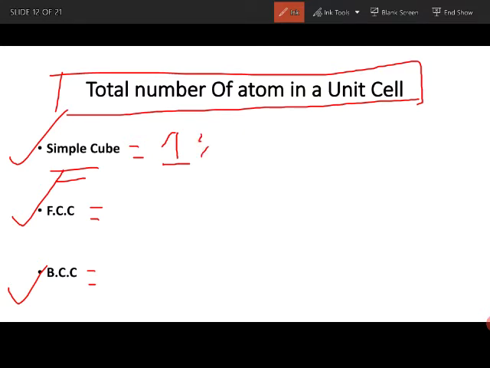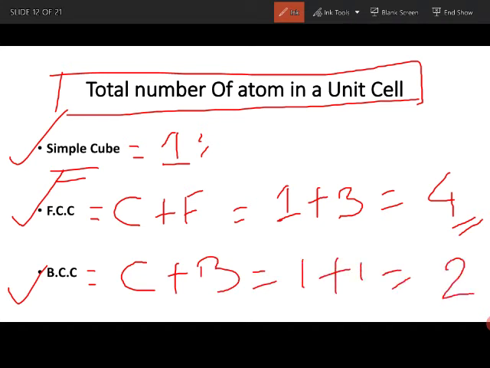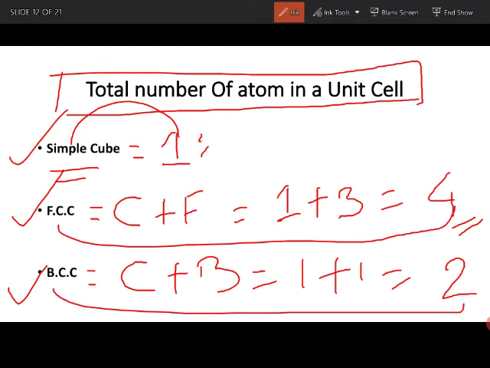Okay. Come to FCC. Where are the atoms present? It is present at the corner along with the face. Okay. What is the contribution of corner? 1. What is the contribution of face? 3. What is the total number of atoms? 4. Understood? That means the total number of atoms of FCC is 4. Okay. Come to body center. Where are the atoms present? Corner plus body. Contribution of corner 1. Contribution of body 1. Total number of atoms 2. So this is the formula you have to remember. Simple cube 1 atom, FCC 4 atoms, and BCC 2 atoms.